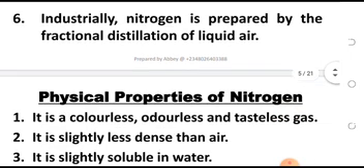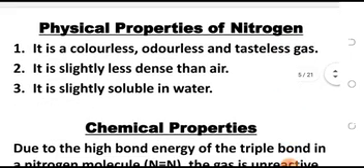Physical properties of nitrogen. It is a colorless, odorless, and tasteless gas. It is slightly less dense than air. We mentioned this when we were talking about the number 1 method of preparing nitrogen gas in the laboratory. It is less dense than air.